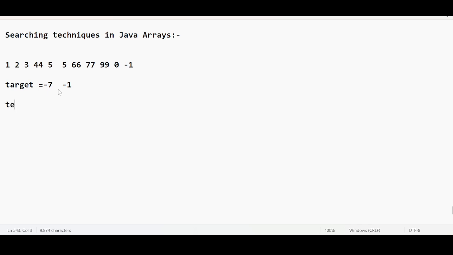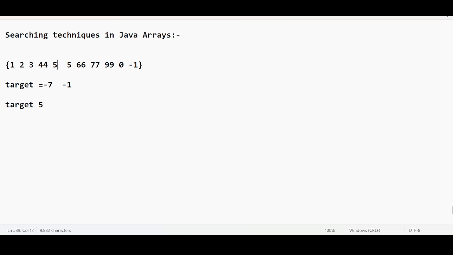For example, if the target element is 5 and the 5 is found, you need to return the index of the 5. If you assume this as an array, 5 is present already inside this array. Target is 5. If it is found in the array, you need to return the index number. What could be the index number of this value 5? 0, 1, 2, 3, 4. 4 is the index number.